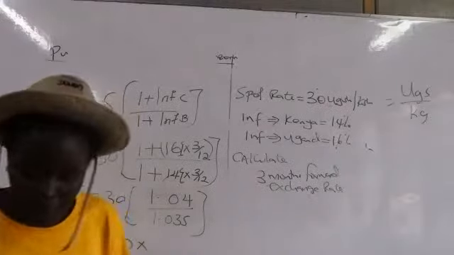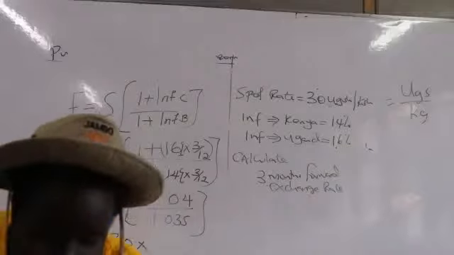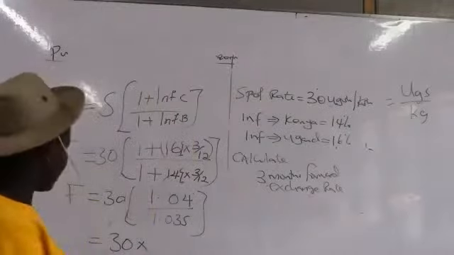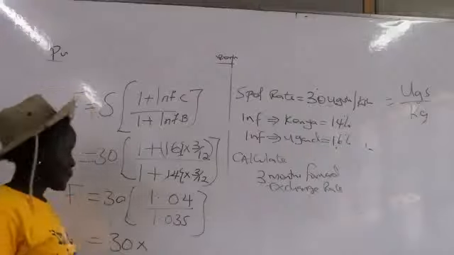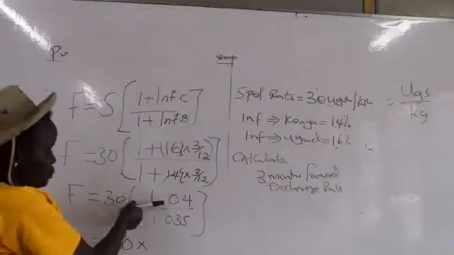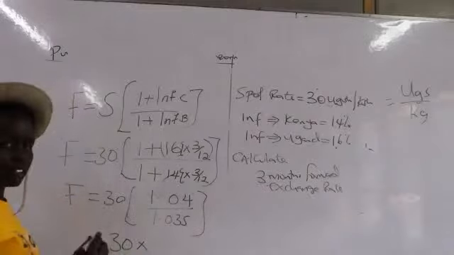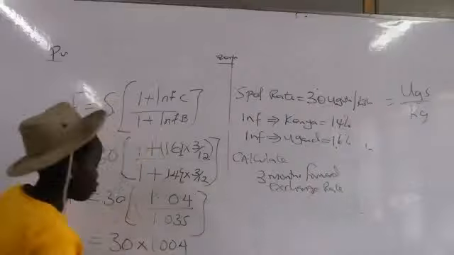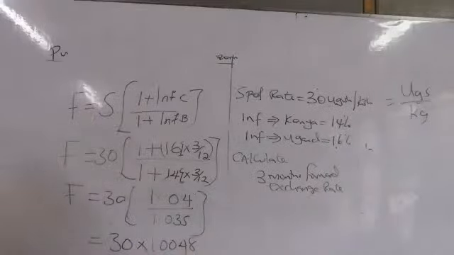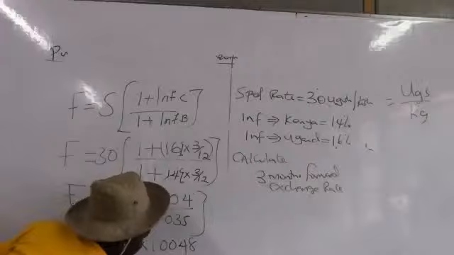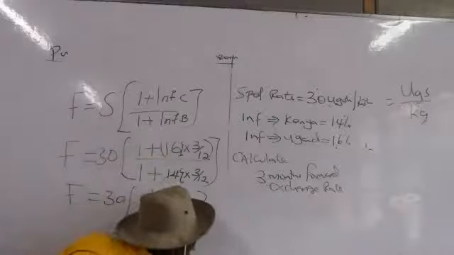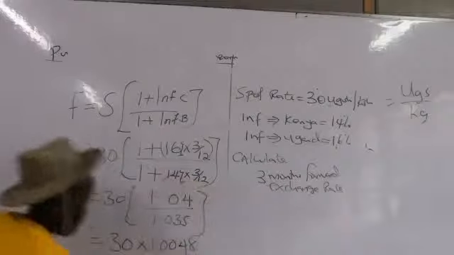Down there they are entering the figures. Have you got it? How much did you get? 1.04 divided by 1.035 gives 1.004. So 30 times this one gives 30.145. So don't forget to write Uganda shillings. Thank you very much.